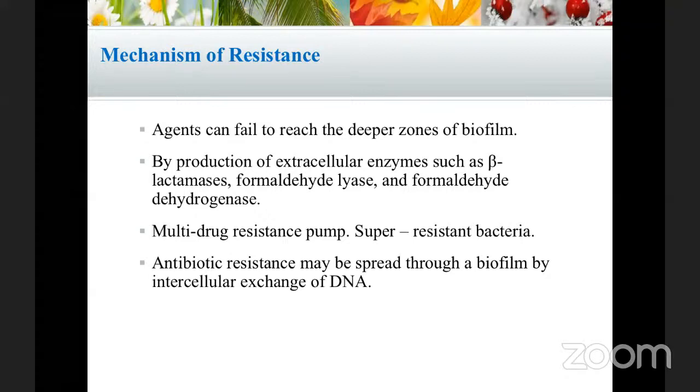And these are the different ways by which they can produce it: by production of extracellular enzymes such as beta lactamase, formaldehyde lyase and formaldehyde dehydrogenase. And antibiotic resistance may be spread through a biofilm by the exchange of DNA. This DNA exchange can be by conjugation, by transformation, by plasmid transformation, and by transposon transformation.